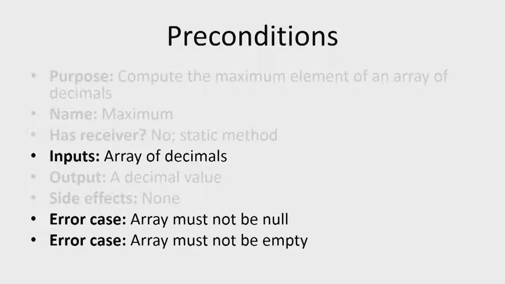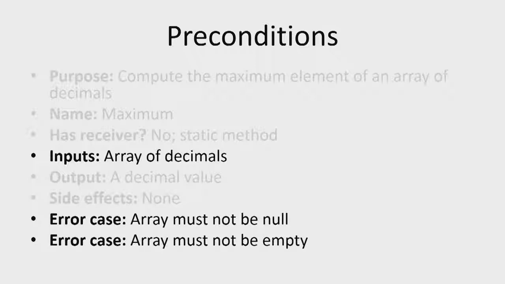Now, sometimes if these preconditions are not met, if the array isn't even an array of decimals because it's an array of integers, the precondition won't be met because the program won't even compile. Some of these are conditions that are not met at runtime, like the array not being null or the array not being empty. The point is, if any of these things are not true, then either the program won't run at all or the caller has a bug. So these are the preconditions.